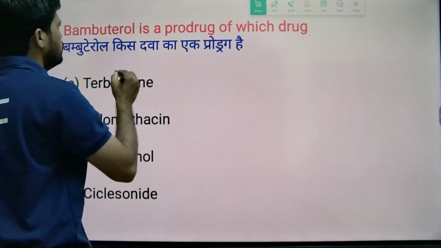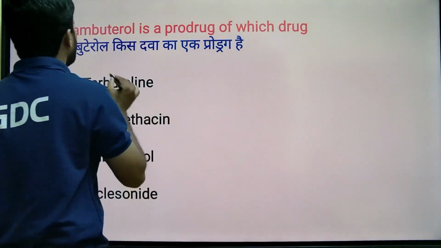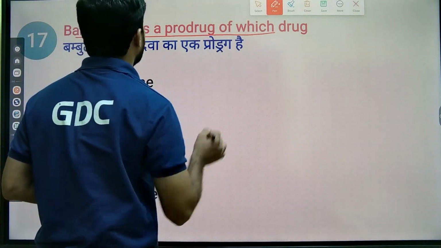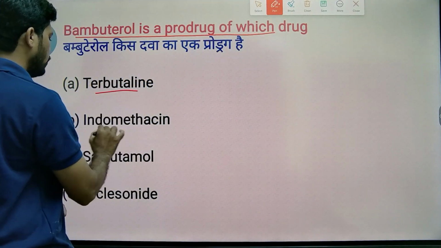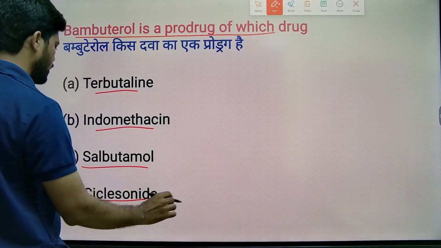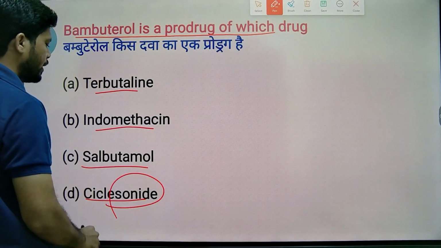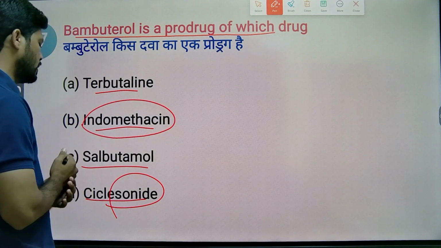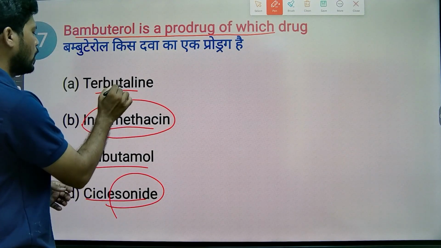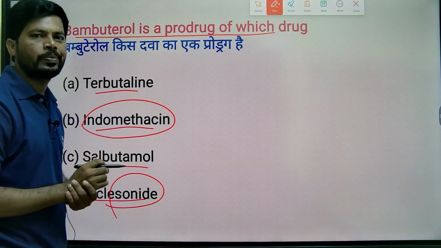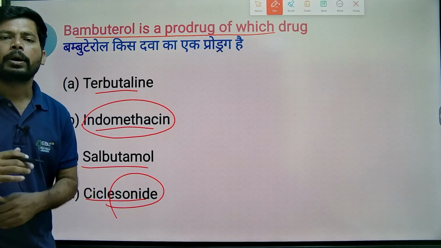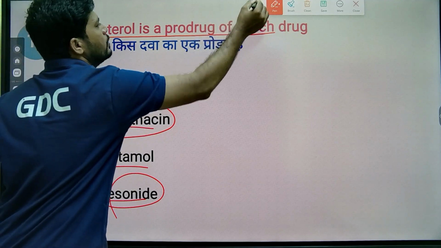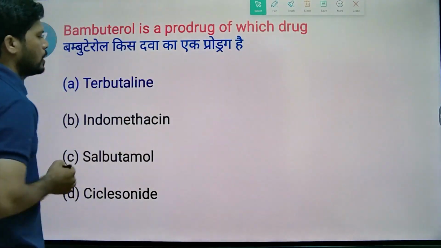So next MCQ. Bambuterol is a prodrug of which drug? The options are terbutaline, indomethacin, salbutamol, cyclosinate. Ciclesonide is a glucocorticoid, so leave it. Indomethacin is an NSAID. Terbutaline and salbutamol are the two drugs that help in the treatment of asthma by causing bronchodilation. So the answer is terbutaline.